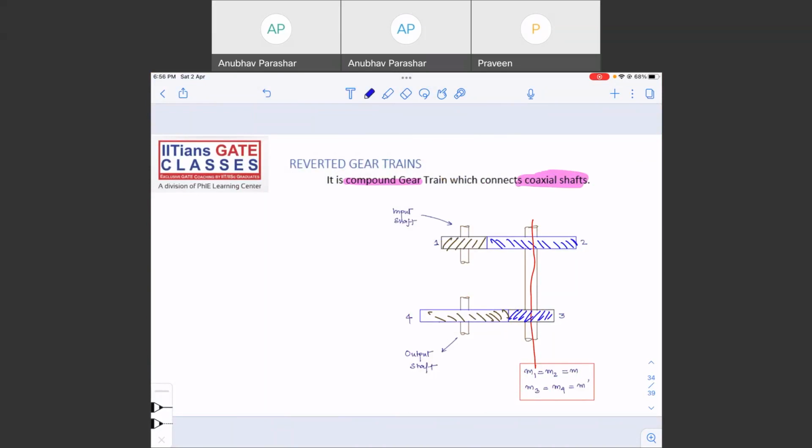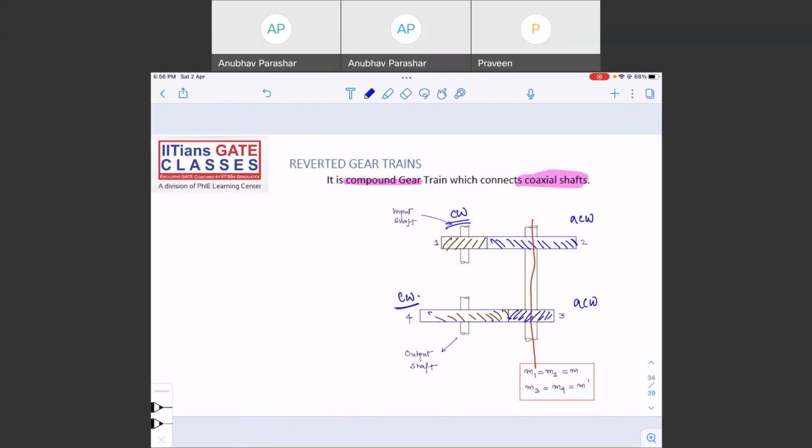So what is the rotation? If I say this is clockwise, this will be anti-clockwise. Now these two are on the same shaft, so this is anti-clockwise, and this will be clockwise. So the sense of rotation of the input and output shaft will be the same.